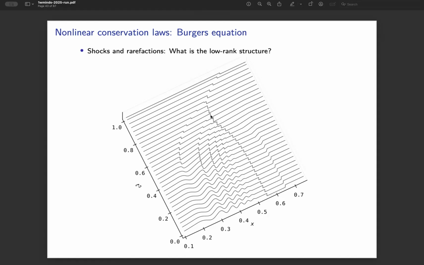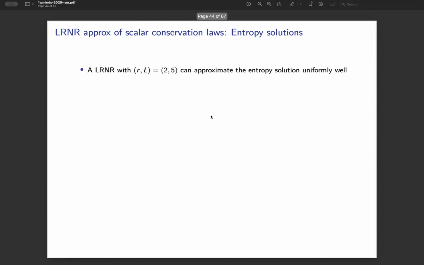So the question, of course, is then, is there a generalization of this low-rank structure that we observed before, when the characteristics were nice, to this more general case, the entropy solution? And as I was slowly alluding to, the answer is yes. We believe that the low-dimensional structure is given exactly in the form of learners. So there is a low-rank neural representation with rank equal to 2 and L equal to 5 that can approximate the entropy solution with arbitrary initial condition uniformly well. So if you give me one initial condition and the time-dependent entropy solution, I can find a learner with rank equal to 2 and 5 layers that can approximate the solution uniformly well.